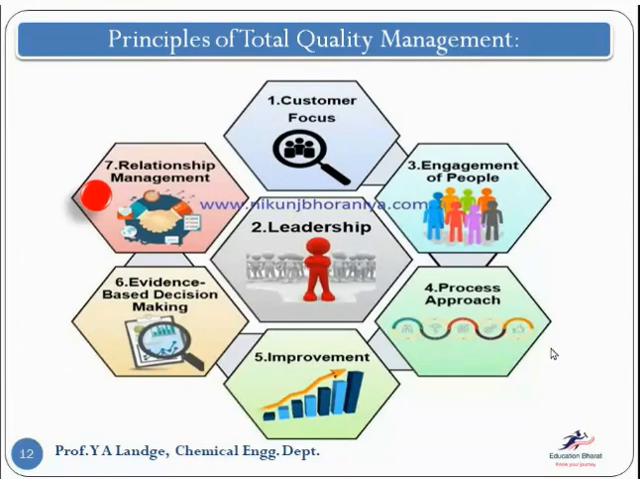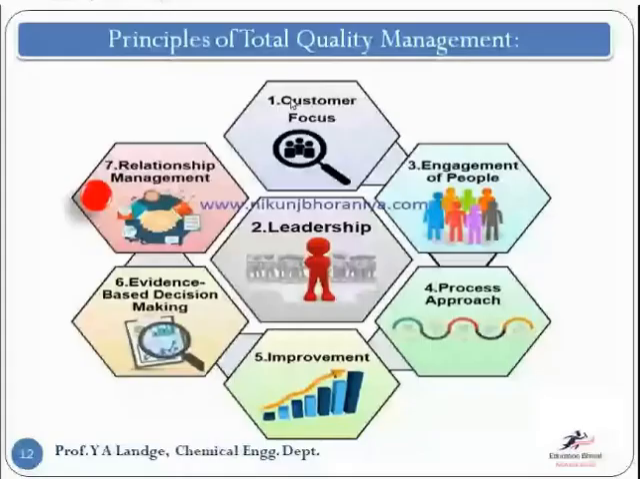Okay, so here in this picture, this table shows the process, production and all. We can say customer focus is the first one. Then relationship management, evidence-based decision making, improvement, the process approach, engagement of the people, leadership, and the customers. So these are some of the principles of total quality management.